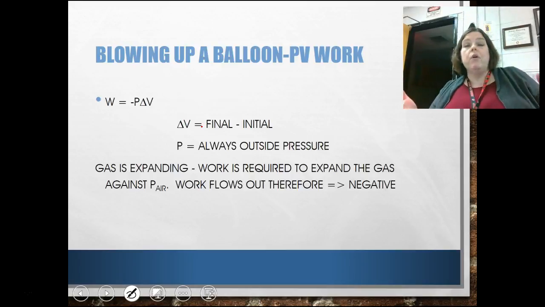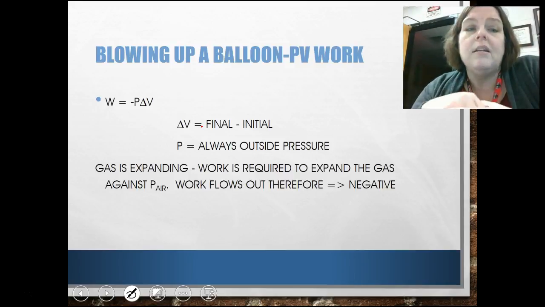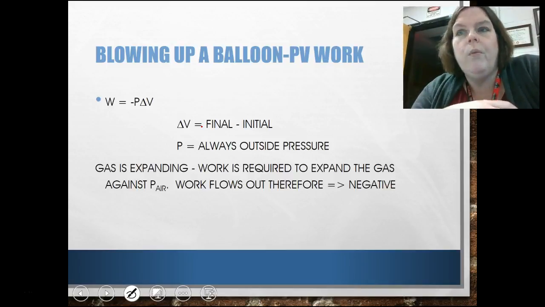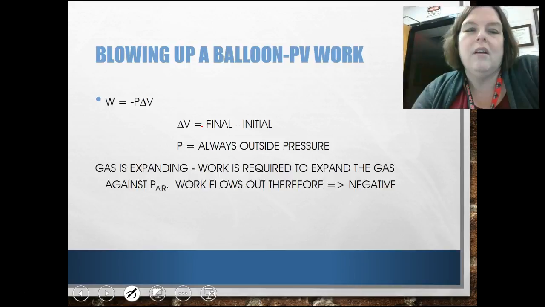So this is the type of work that we're going to be looking at, and the only type of work that we're going to be looking at. And you can see there's an equation. Work is equal to -P times delta V. So the change in volume, final volume minus the initial volume. And anytime you see a delta sign, it's always final minus initial, which is why delta H is products minus reactants, because products are final, reactants are initial, okay? And P is the outside pressure.